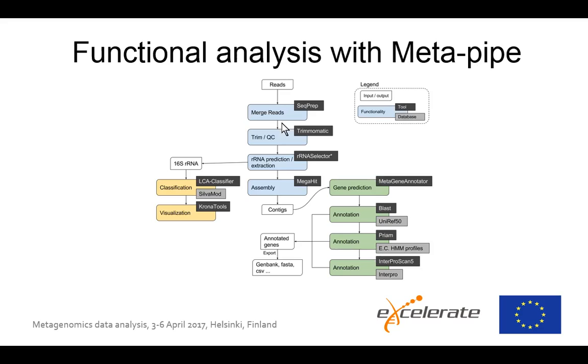So back to MetaPipe. This was day 2, not day 1. This is what you did. Today you did this thing, so basically LCA classifier with the silver mode, and then you visualized it in the Krona chart, which you're probably looking at right now. So the last part of today is basically starting this step.